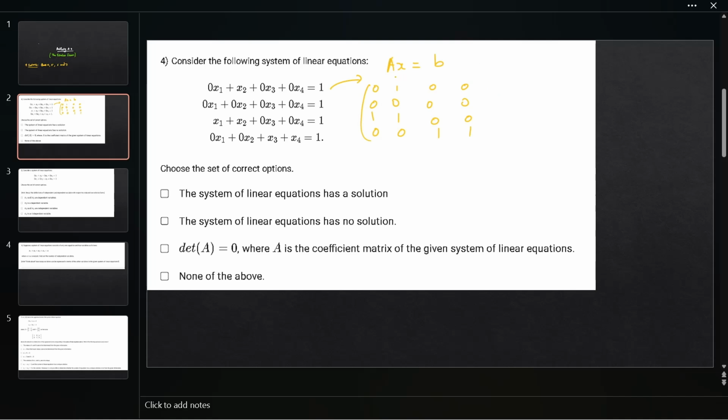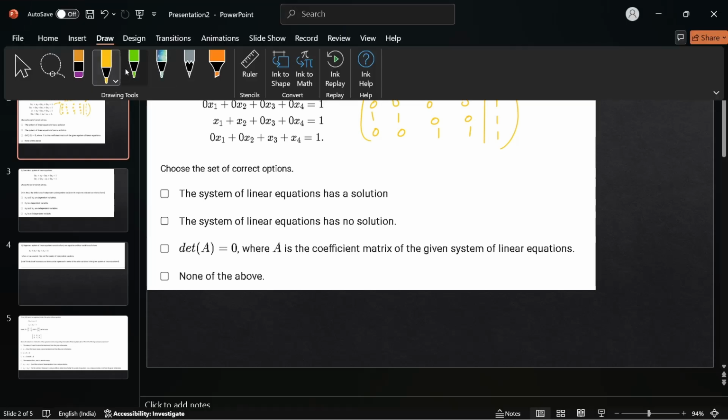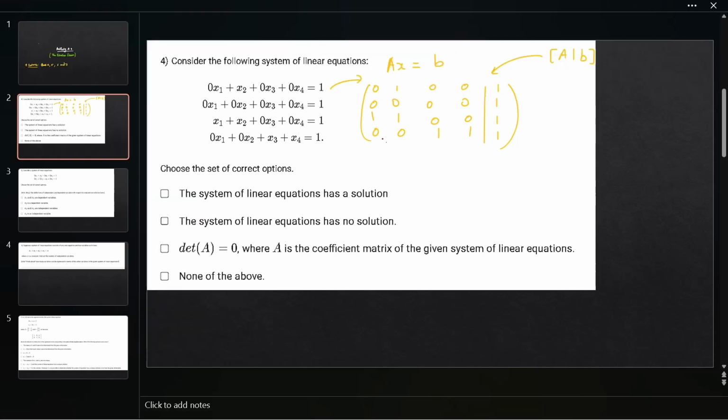Now, instead of just writing the coefficient matrix, I'm going to write the augmented matrix here, so I'll write b here as well: 1, 1, 1, 1. Okay, so here I can see if I check row number 2, I have all zeros in the matrix A, but the corresponding element of the known vector b is not 0. What does this represent?